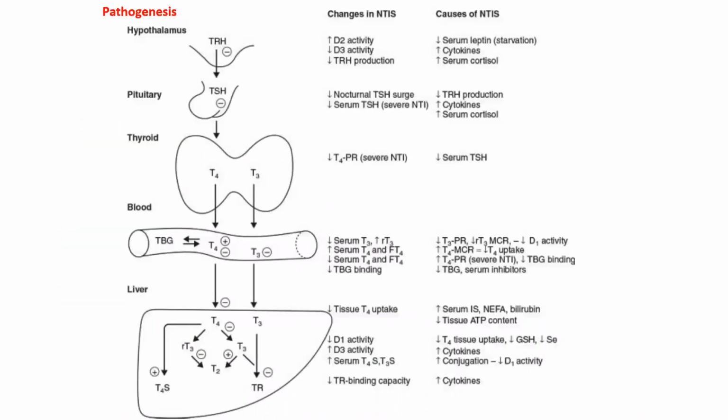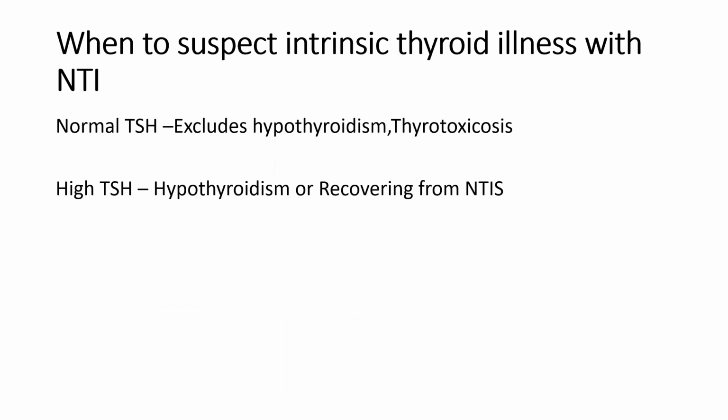In total, non-thyroid illness acts at all the sites of thyroid hormone formation, like the hypothalamus, pituitary, thyroid binding globulin, peripheral tissue uptake, the deiodinase mechanism, even the nuclear mechanism. All these pathways are affected in non-thyroidal illness. So it is a multifactorial mechanism, and multiple sites are affected in this illness.